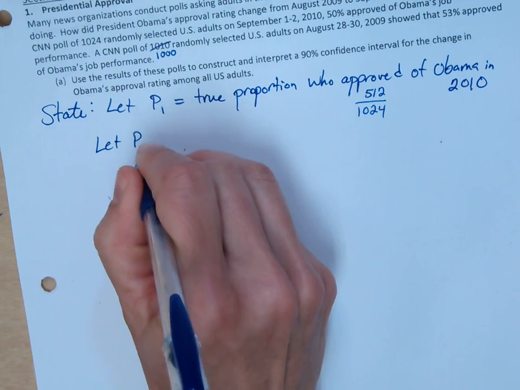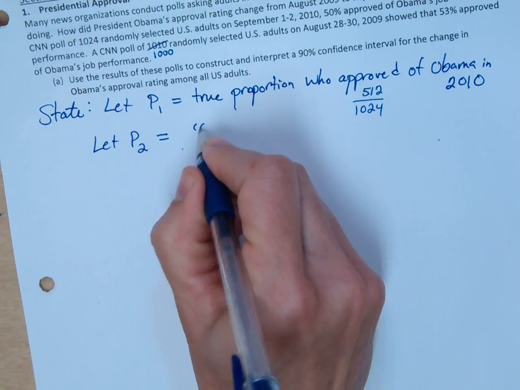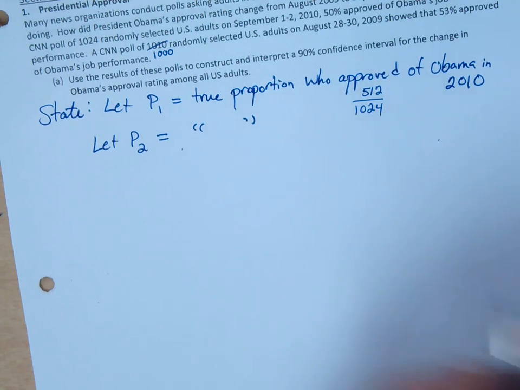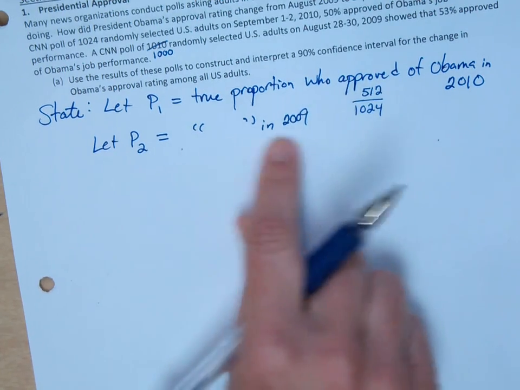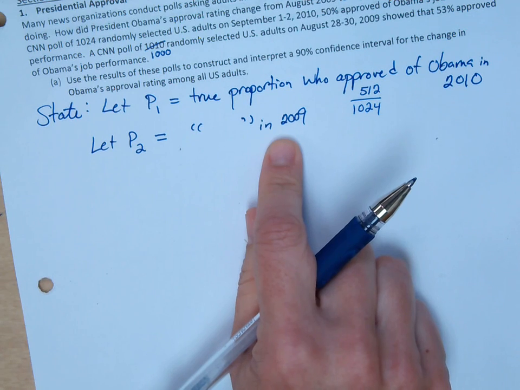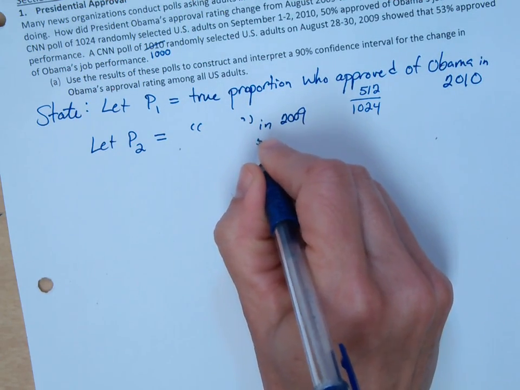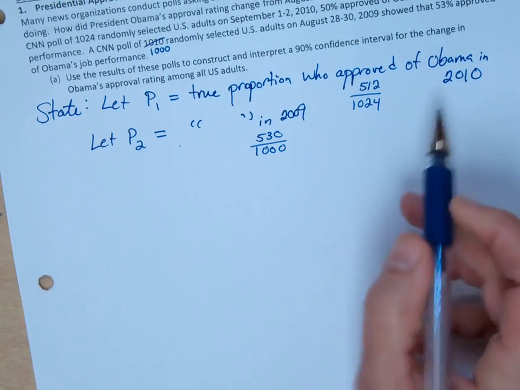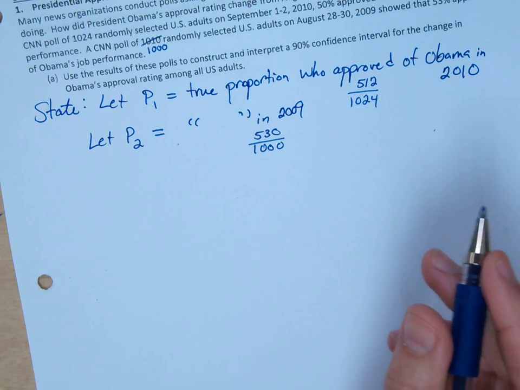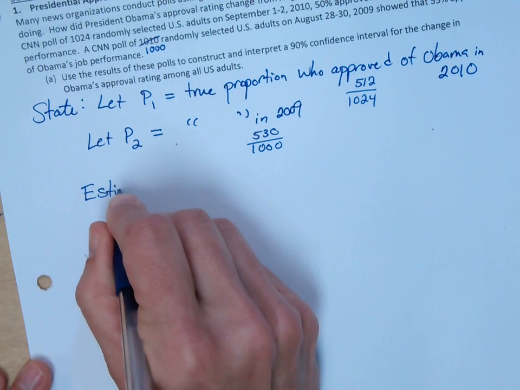And then, so of course P2 is who approved in 2009. On a test you would write it out, but for brevity here I'm just going to put in 2009. And for 2009, the sample was 530 over 1,000. Okay, so our goal is to estimate the change.